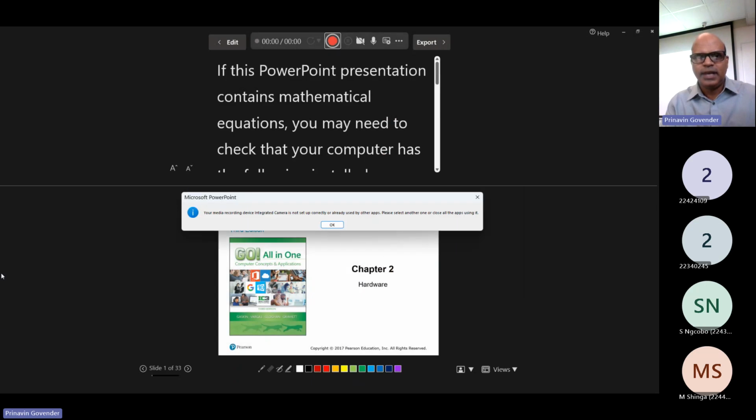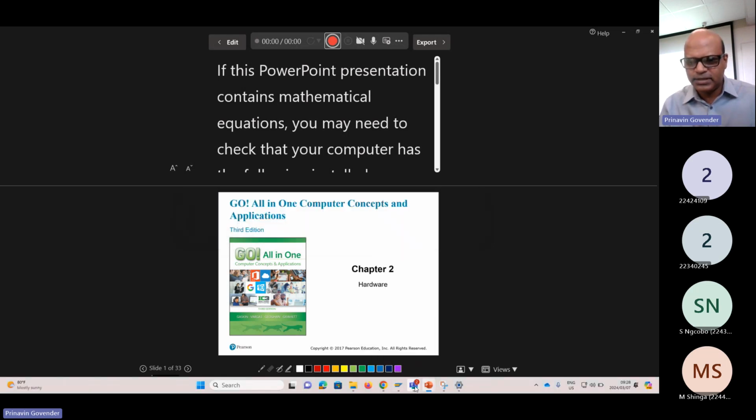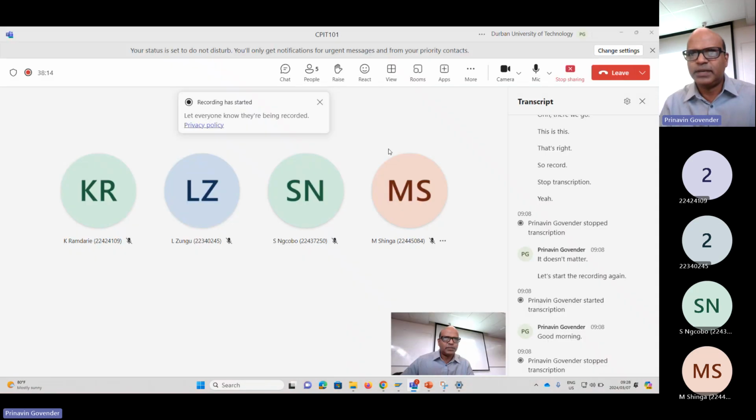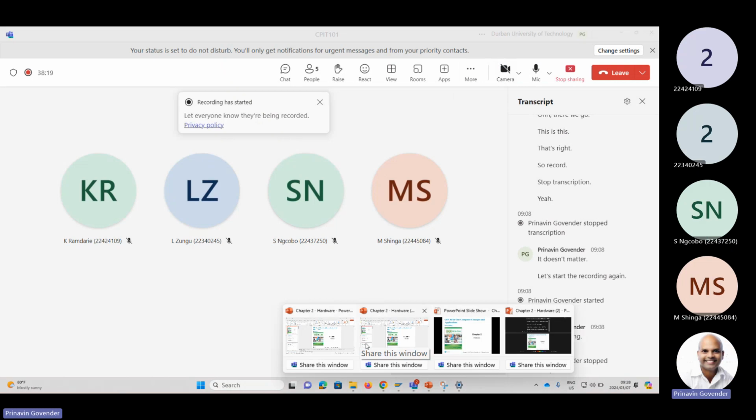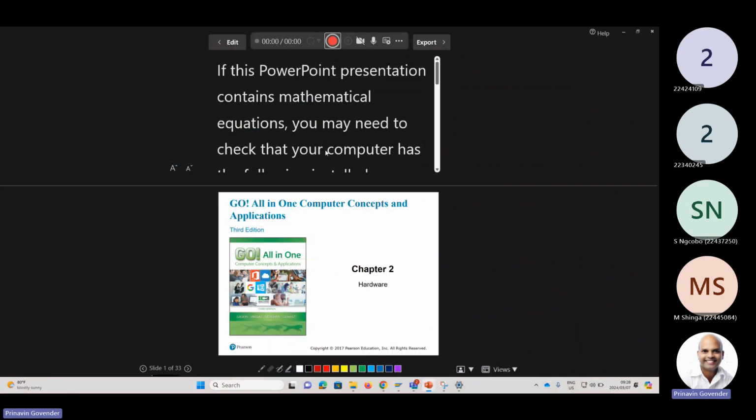Let's see, recording. Your media device indicator is not set up correctly or used by another app. Okay, I got to stop that in Teams. So let's stop the camera. I forgot about the camera. Let's go to my PowerPoint presentation. Why does it look like that? Oh, on your screen it looks like that. On my screen, it looks different.